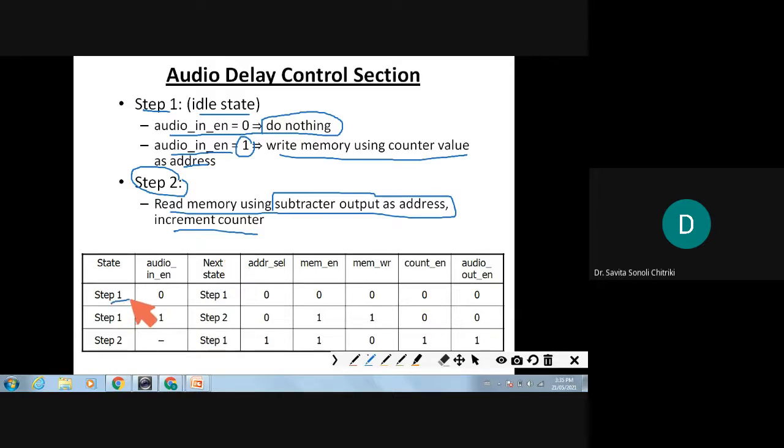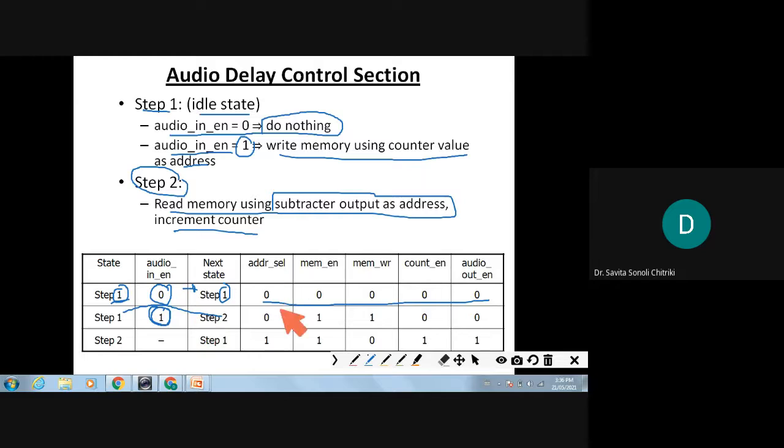See there. Step 1, audio in enable. If it is 0, then the next state is state 1 only. Do nothing, see, all are 0. Do nothing when audio in enable is 0. So be in step 1 only. So transit from step 1 to step 2 only when audio in enable is 1. So when audio in enable is 1, what will be address select, memory enable, memory write, counter enable and audio out enable signals?